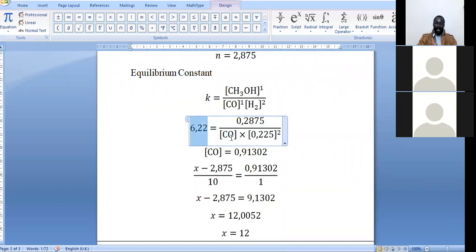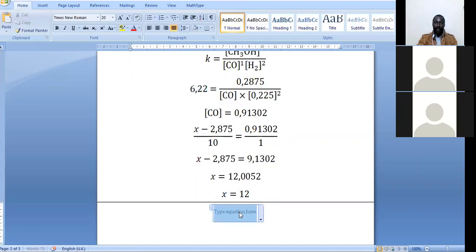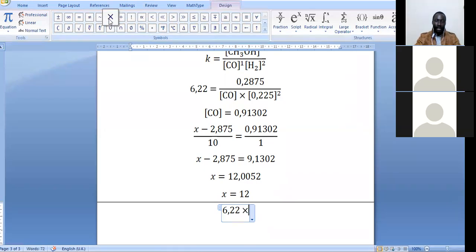But mathematics could be confusing. I'm going to do this again right down here so that you guys can see it nicely. So when we cross multiply, on one side we are going to be having 6,22 times, okay? Let me put it, times the concentration of carbon monoxide, put there CO, times what?